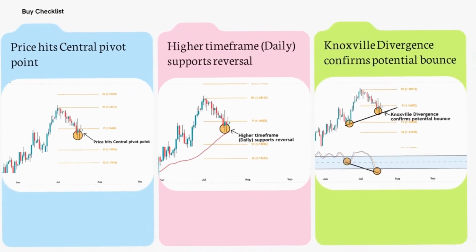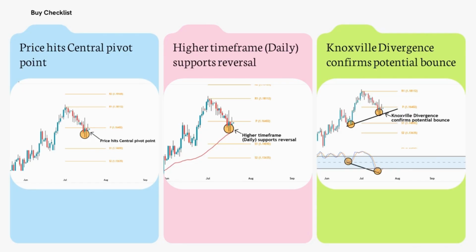A buy example using this system, which includes many other factors, but here are 3 for simplicity. 1. Price hits the central pivot point. 2. The higher time frame daily supports a reversal with price above the 50 SMA. And 3. Knoxville divergence confirms a potential bounce on the H4 or daily chart.